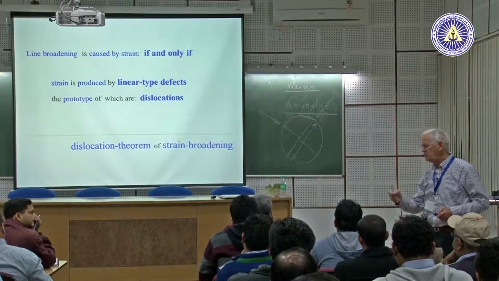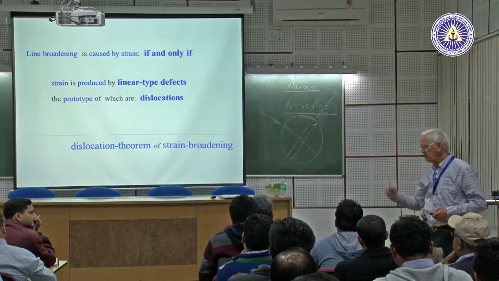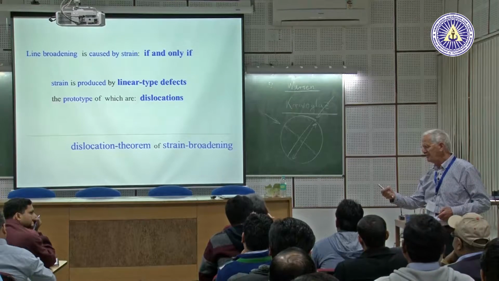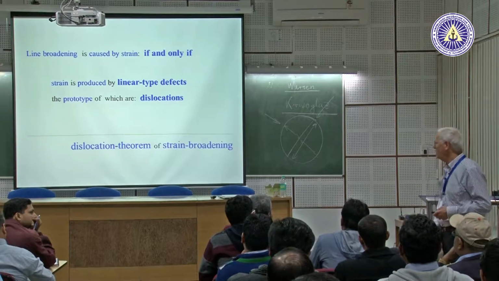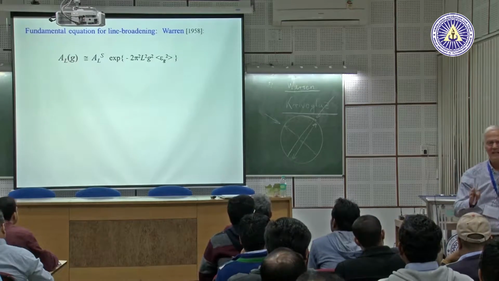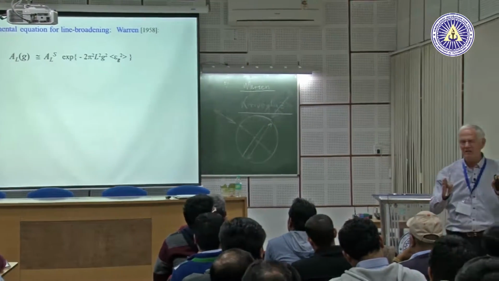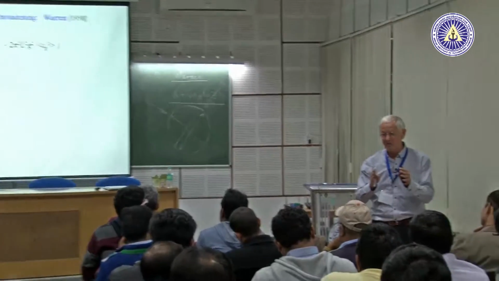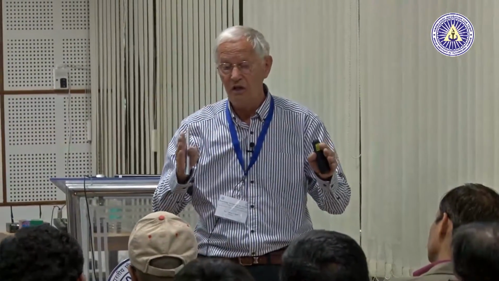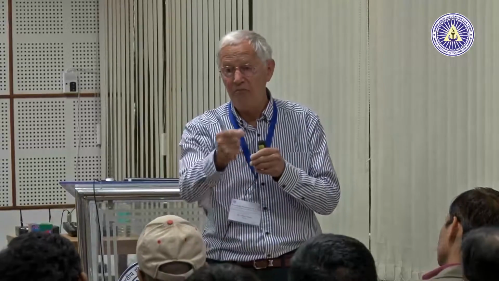I don't know if perhaps it could be reformulated. Do you have a suggestion? Well, maybe we will discuss that. Okay. But I don't know if it is clear now that strain broadening of line profiles, not the diffuse scattering and not the peak shift, must have something behind it which is linear, a defect which is linear. Okay?